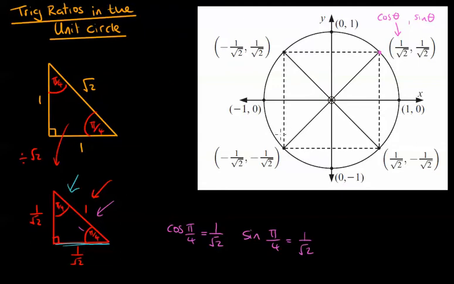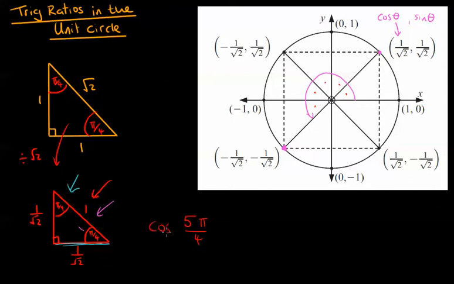So if we look at, let's pick a random coordinate, let's pick this coordinate here, okay? From the origin, so from the x-axis going in an anti-clockwise direction, we went around like this. So what is that large angle there? Well, let's just count the little sections. 1, 2, 3, 4, 5. That's 5 pi over 4, 5 lots of pi over 4.